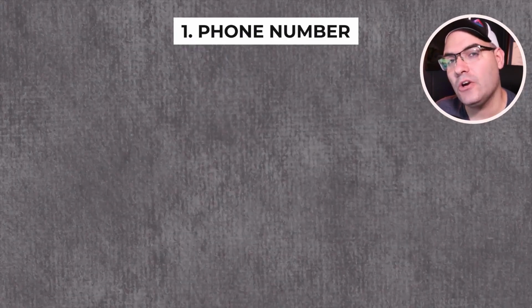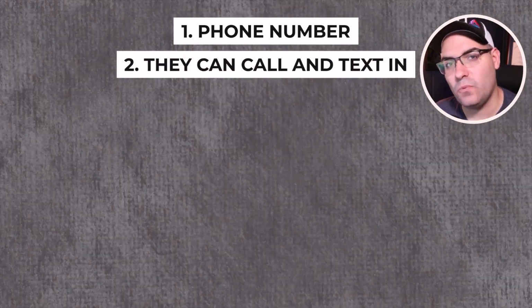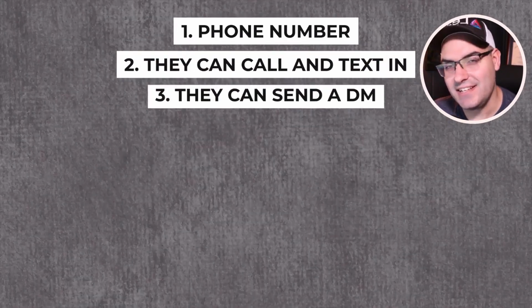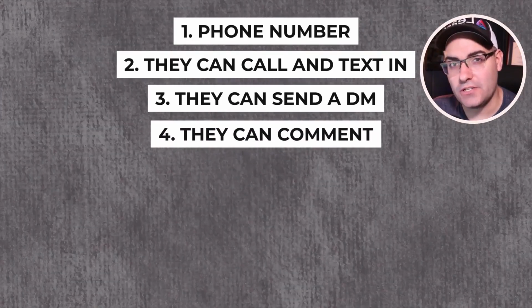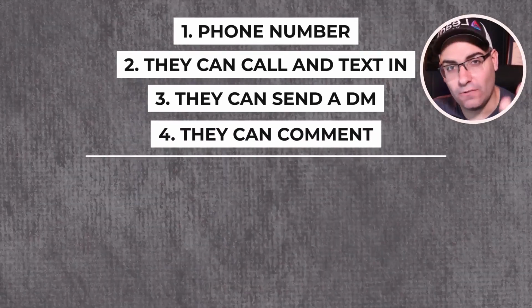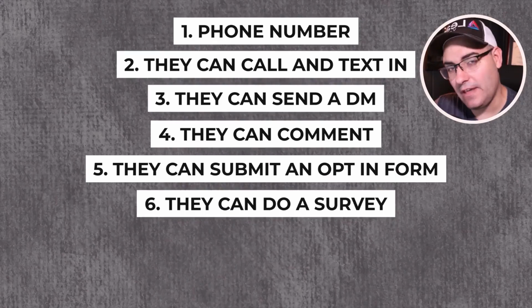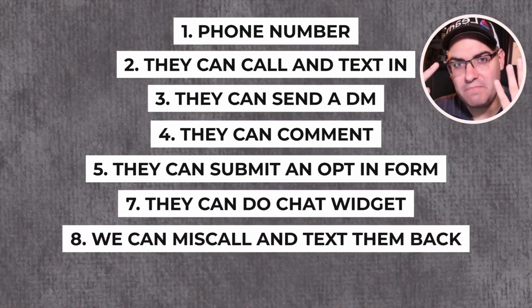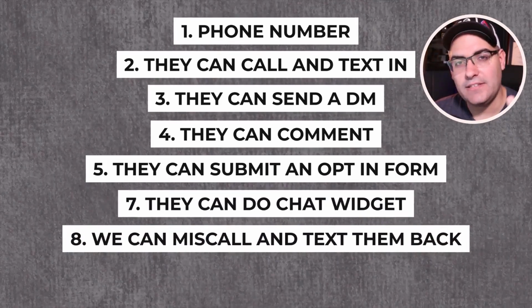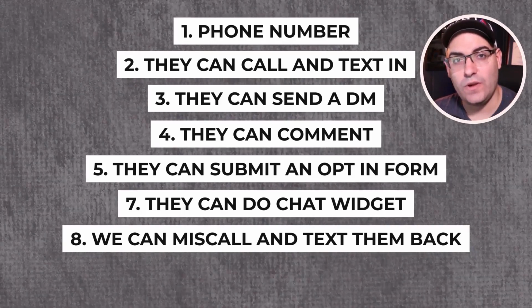And real quick, before we move on, let's recap all of the 8 ways that a lead can come into contact with HighLevel. They've got a phone number that they can call in or they can text in. That's number 1 and 2. They can send us a DM on social media. They can comment on one of our posts on social media. They can submit an old-fashioned opt-in form. They can do a survey. They can do a chat widget, or they can call us and we missed call text them back. That is the 8 ways that a lead can come in contact with HighLevel.